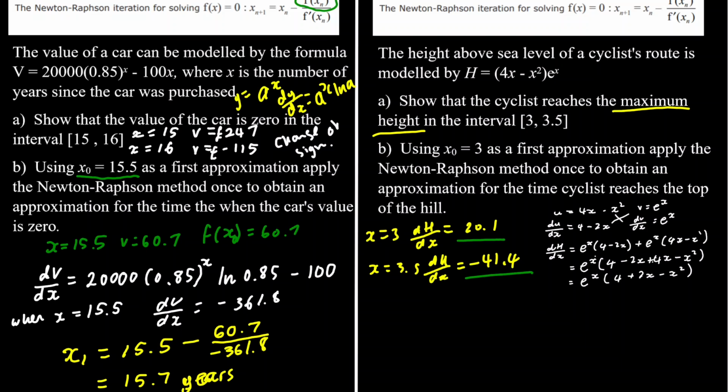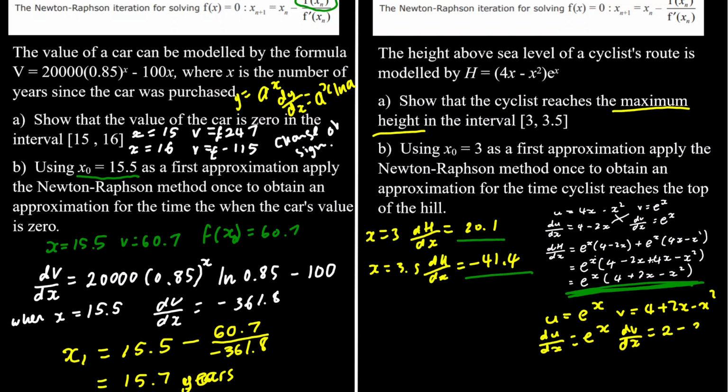And now we're going to use the Newton-Raphson method. So we're actually going to have to differentiate again. The function we're using is this function. This is the one we want to know where it's equal to 0. So we're going to have to differentiate it again. We'll have u as e to the power of x, v as 4 plus 2x minus x squared. So du/dx is e to the power of x. dv/dx is 2 minus 2x.